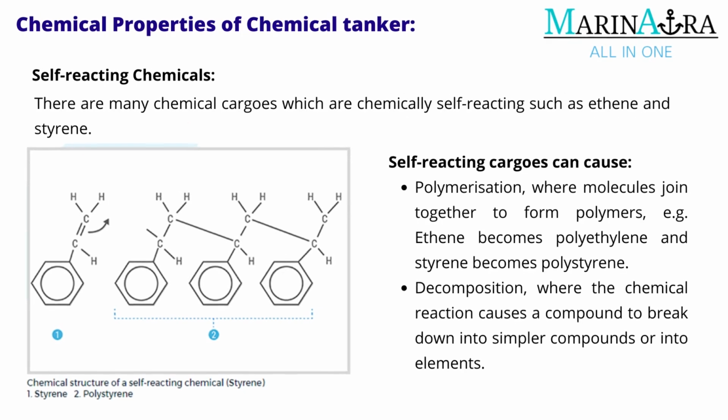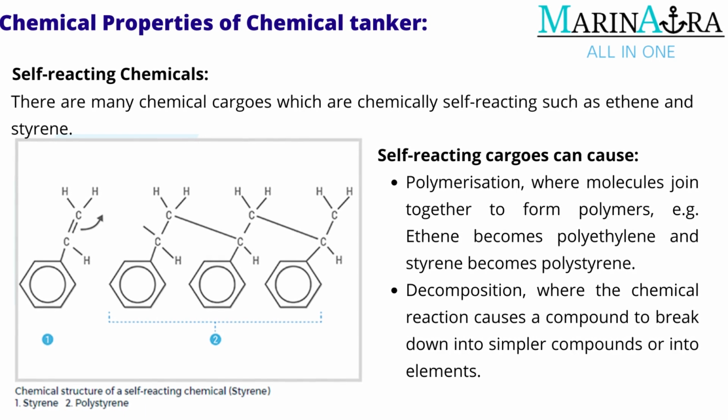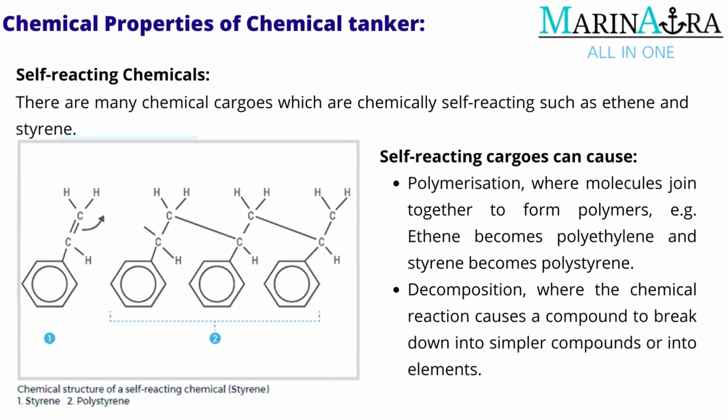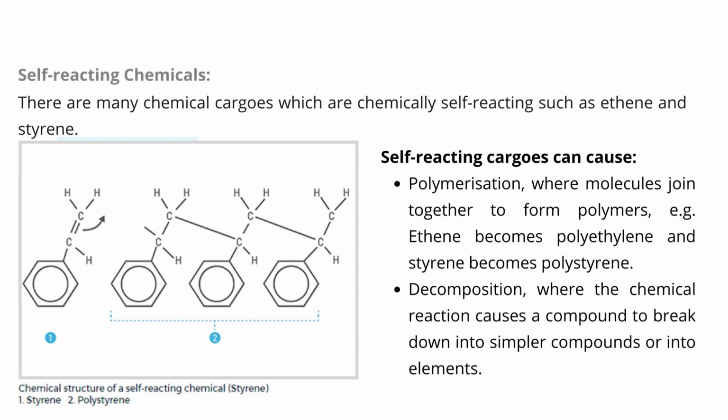Self-reacting chemicals. There are many chemical cargoes which are chemically self-reacting, such as ethene and styrene. Self-reacting cargoes can cause polymerization, where molecules join together to form polymers, e.g. ethene becomes polyethylene and styrene becomes polystyrene. Decomposition, where the chemical reaction causes a compound to break down into simpler compounds or into elements.